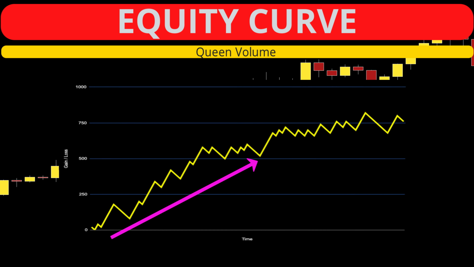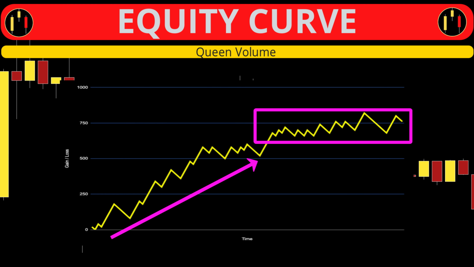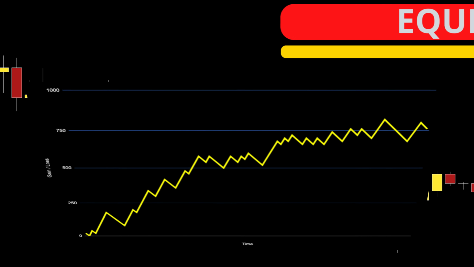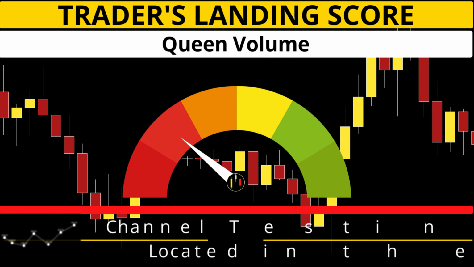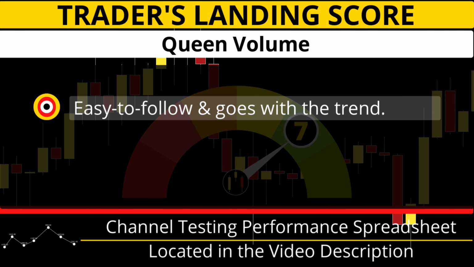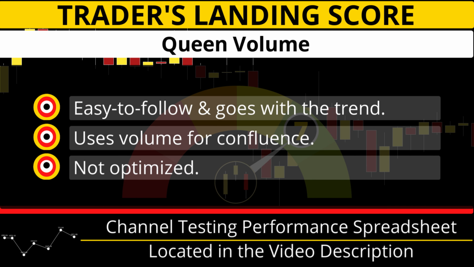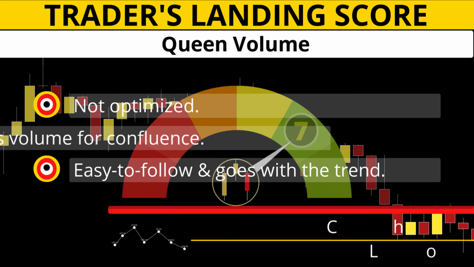The equity curve here starts out and continues to be impulsive during the first half of the test, but the second half seems to be consolidating. I give this system a trader's landing score of 7 because it is an easy to follow system that goes with the current trend and uses volume for confluence, but is clearly not optimized.